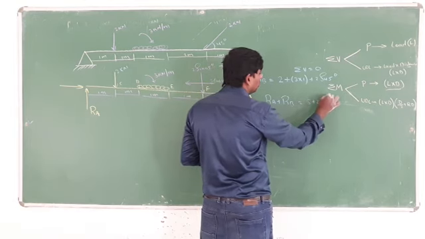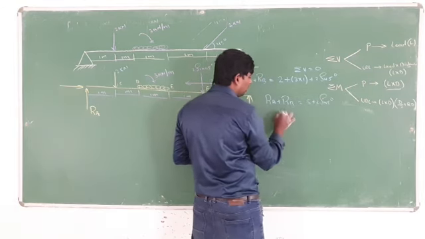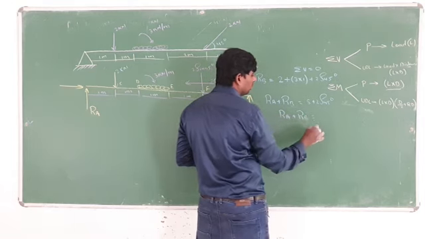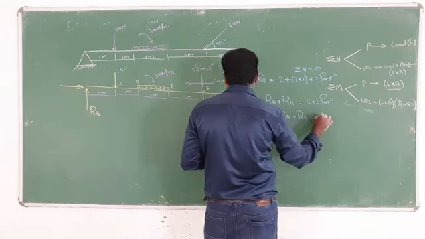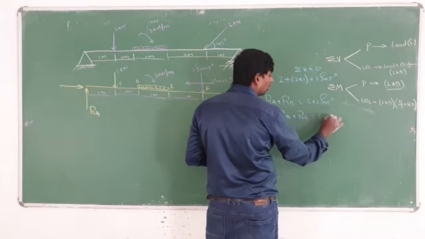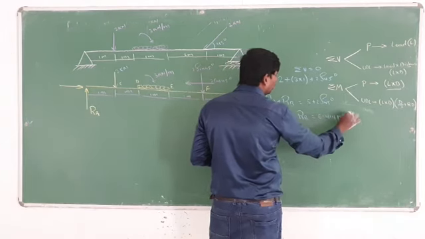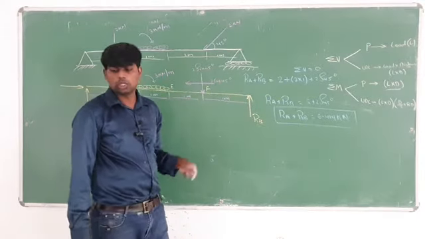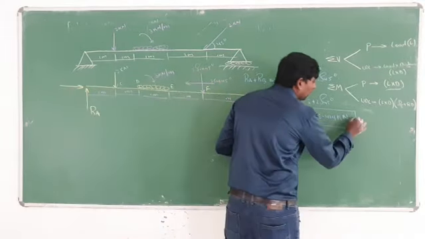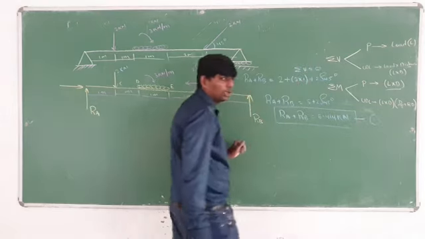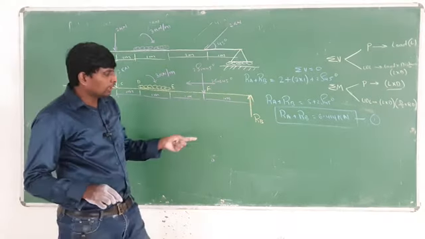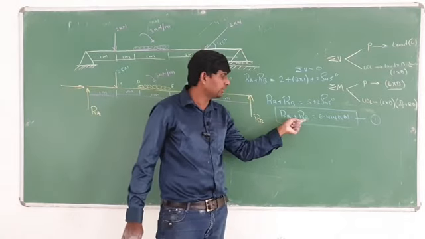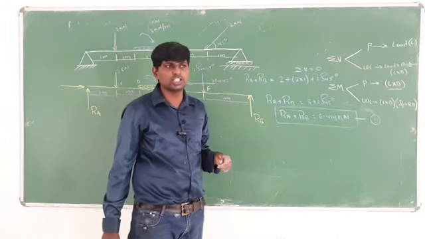So RA plus RB is equal to how much? 6.414 kilonewton. Here, how many unknowns are there? 2 unknowns are there. So this one you have to consider as equation 1. Here 2 unknowns are there, so let it be. This is your equation 1, RA plus RB.